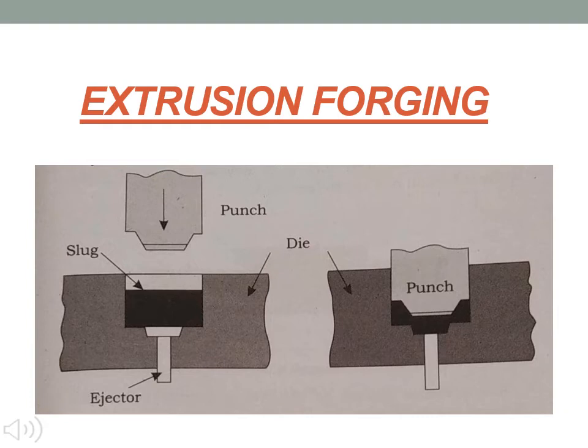So as you can see, the basic tools used in extrusion forging are punch, slug and die. The slug is also called a billet, and the billet is placed between the pair of die, and the punch is the one that deforms the metal, and the ejector is a small opening through which the deformed metal can be obtained. We'll discuss how it works in the next slide.